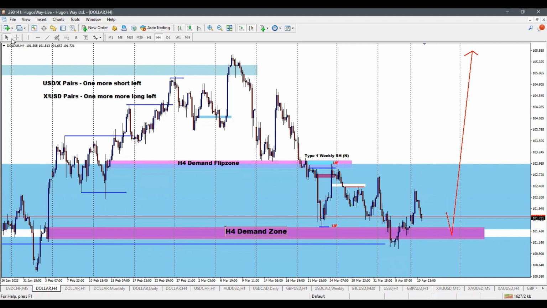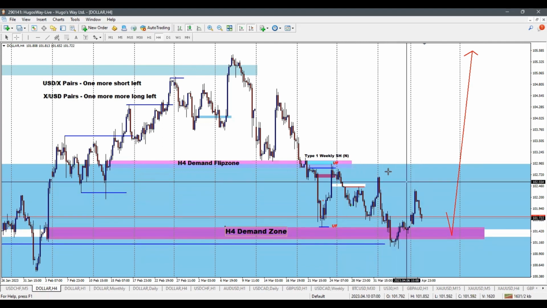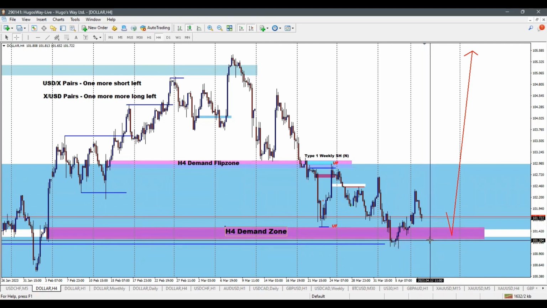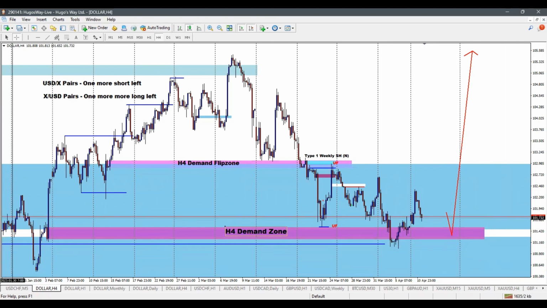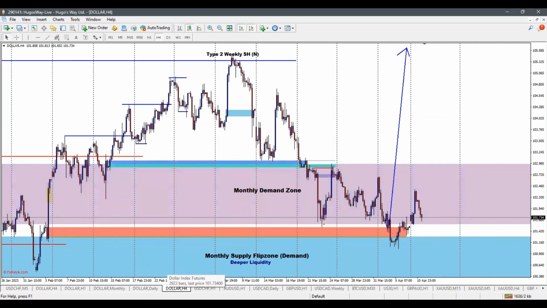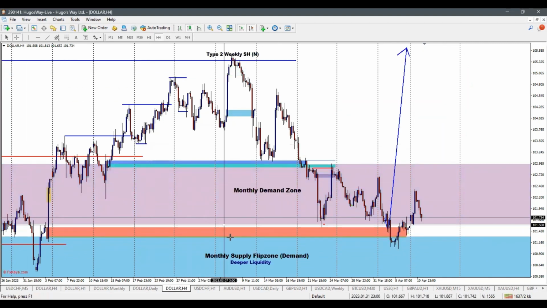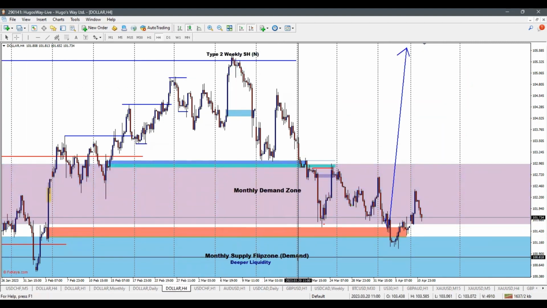Okay, so we've closed beneath this H4 demand area and above. Now, I'm not too concerned that the body of the candle has closed outside of this area. My main concern is to make sure that the price stays within this key range here, which is the bottom blue area, this large blue area here. Now, this large blue area, if I put context to it, is a monthly supply flip zone.